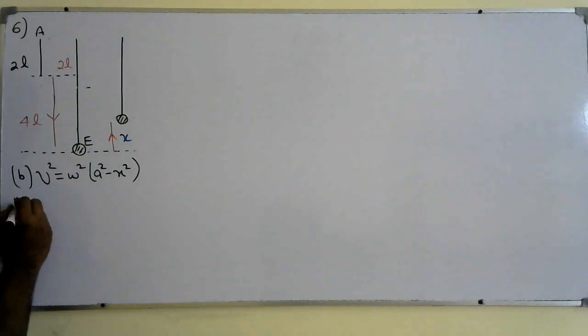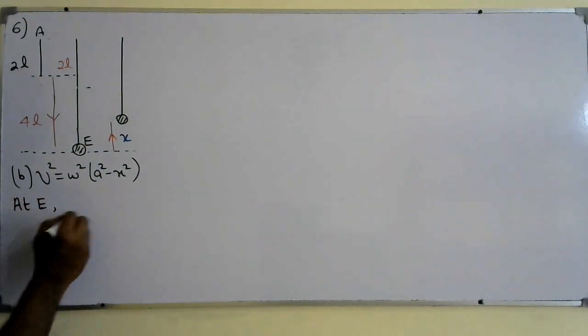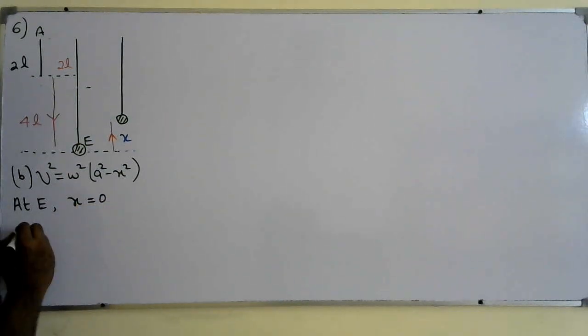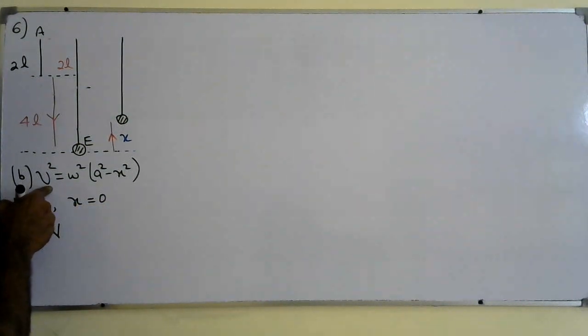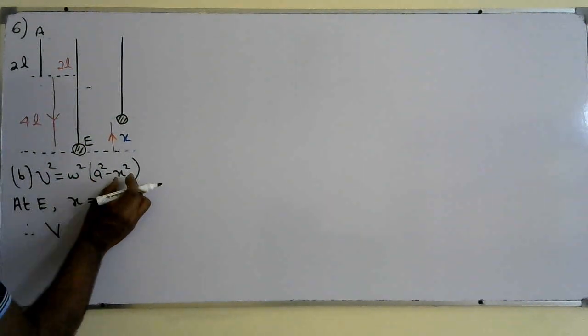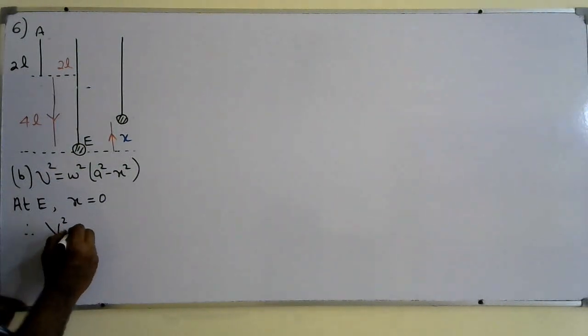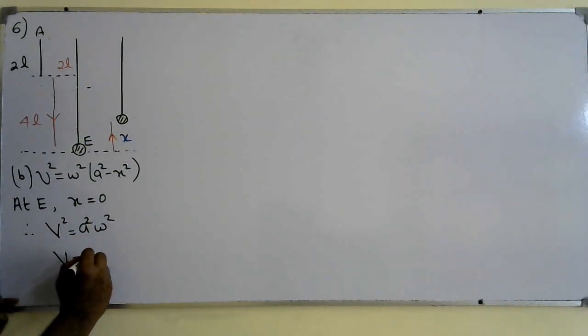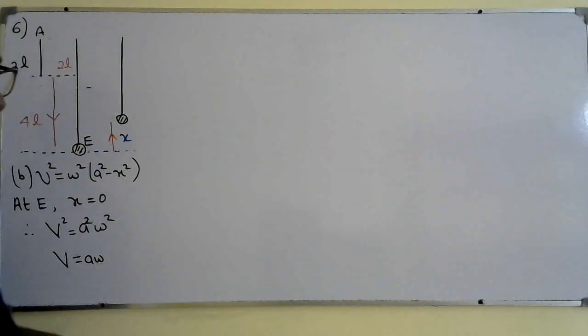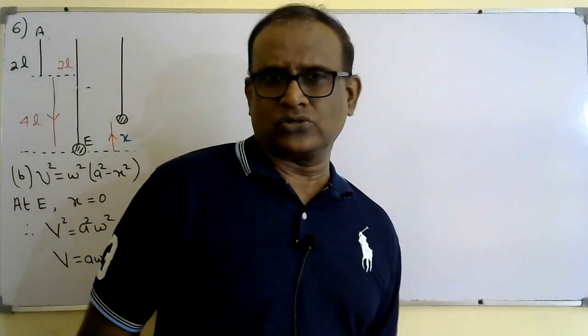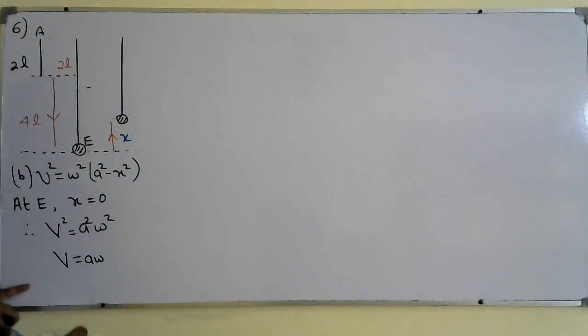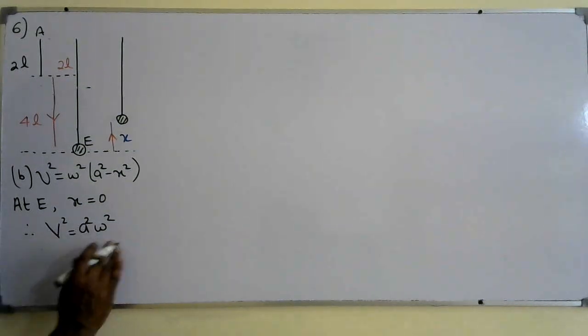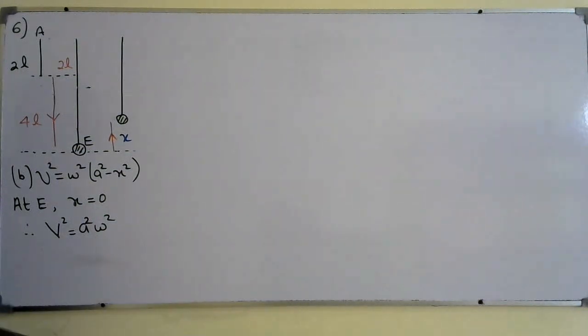So at E, x equal 0, therefore the speed is going to be the maximum, because when x becomes 0, the amount of subtracted value is going to be 0, means it's going to be the maximum. So v squared equal A squared omega squared, v is equal to A omega. We need to find the kinetic energy, we'll find the speed, then half mv squared. So v squared equal A squared omega squared because we are going to find the kinetic energy.